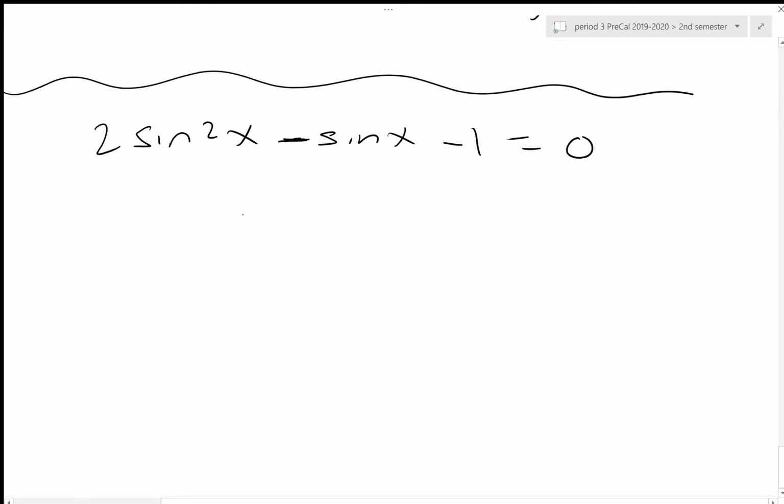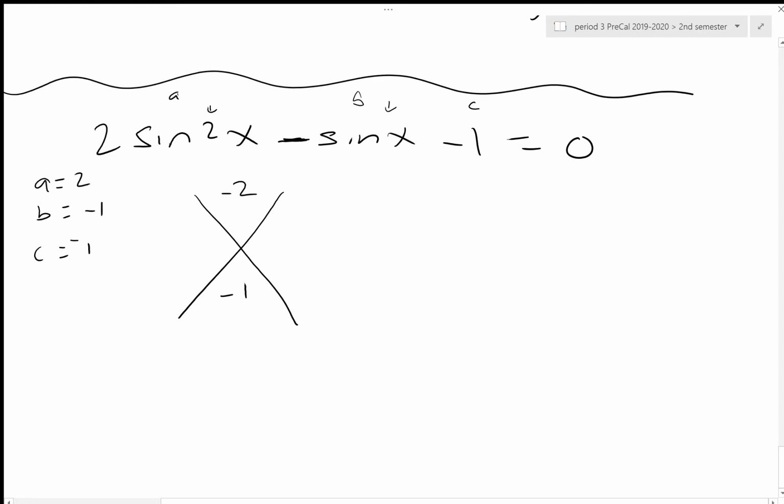So what I want you guys to do is do the quadratic formula, where in this case a is 2, b is -1, c is -1. A is with the square, b is with the one out of the square, and c is by itself. So in this case we have -2 on top, -1 on the bottom. So if you figure this out, this becomes -2 and 1.